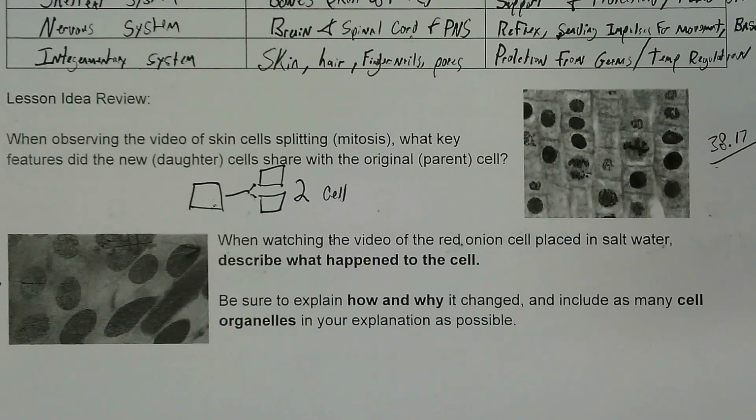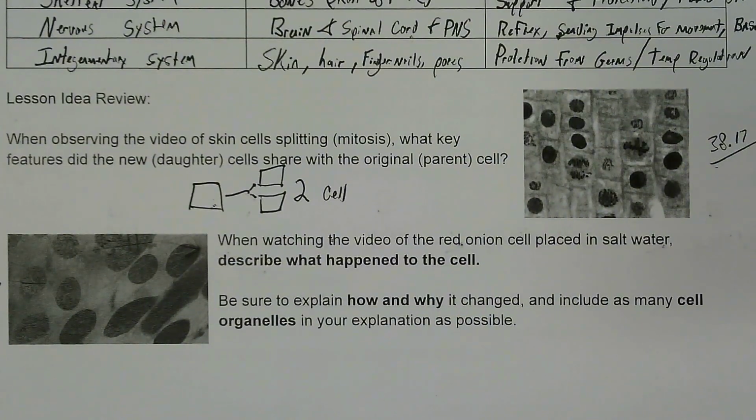We watched the video of the red onion cells, and when they were put in salt water, they like shrank up, sort of. We noticed, we talked about how the cell wall didn't shrink. The cell wall, its job is to be supportive, to provide support, structure, and it's there. That's what it does.